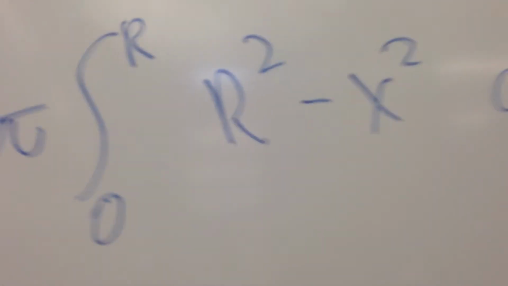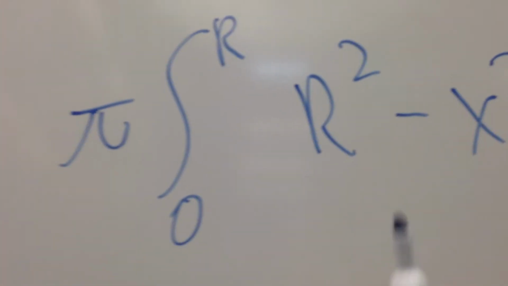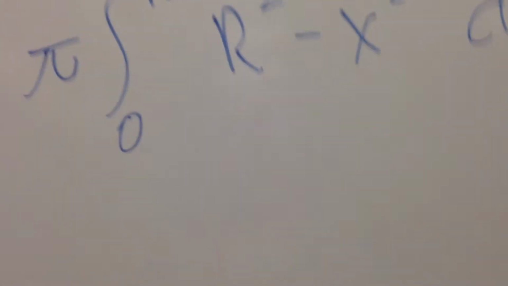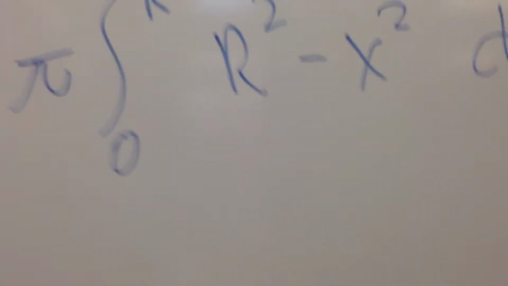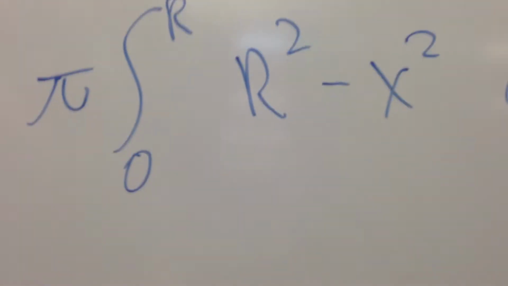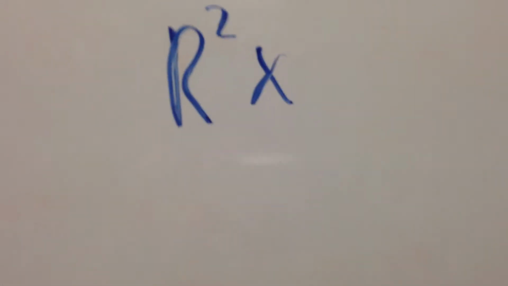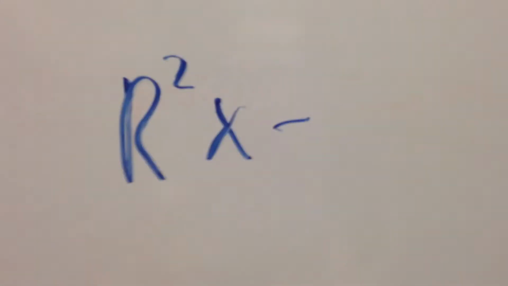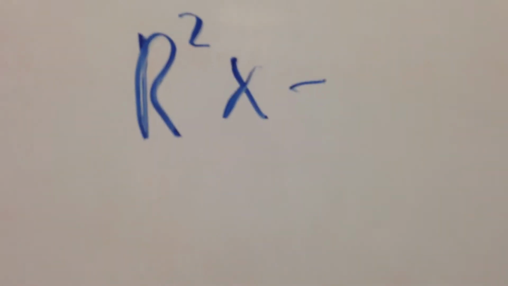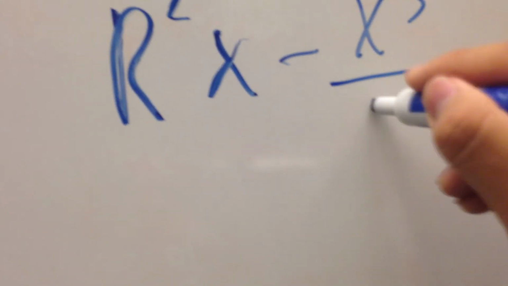And just keep in mind again, this r squared is a constant. You need to remember that because you don't want to confuse it with a variable. So what is the integral of a constant? That's just going to be the constant times x, right? The integral of a constant is a constant times x, fair enough, minus the integral of x squared, which is going to be x cubed over 3.